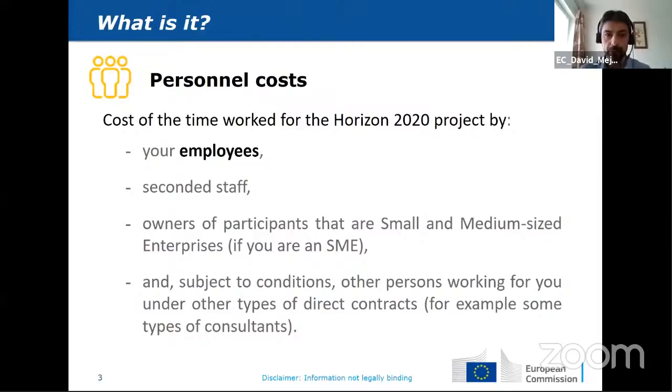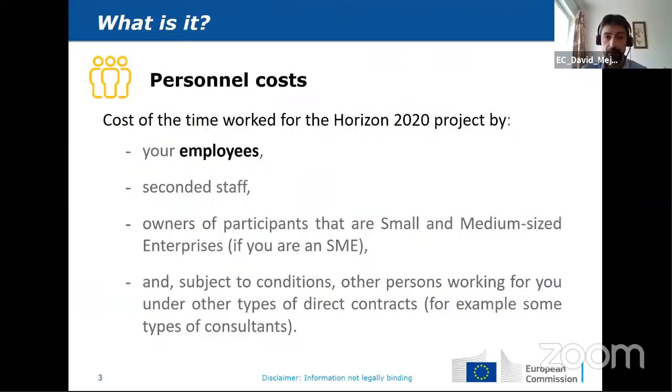So what are your personnel costs? Well, the first and most evident is the cost that you incur for your employees. So I'm the employer, my employees, the salaries, those are going to be part of the personnel costs. You may also declare as your personnel cost seconded staff. This is typically the case of universities, where professors are seconded from one university to another. There are other cases, even in the private sector, of seconded staff. They are not so usual, but they exist also. So seconded staff may also be declared as part of your personnel costs.